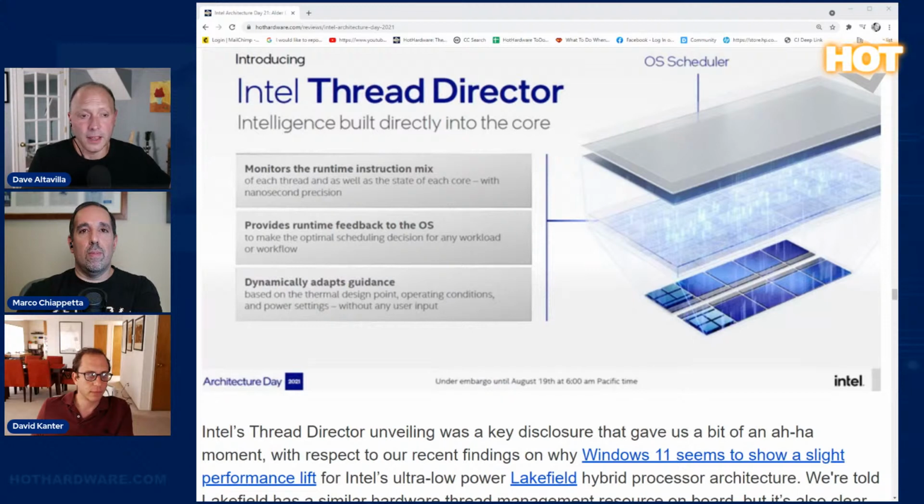By the way, I did confirm with Intel that in Lakefield, there was a hardware resource. They didn't call it Thread Director, but there was a hardware resource for thread management to work with Windows 11, which is why we did see a slight performance uplift. Ben Funk on our team actually took Lakefield and compared Windows 10 versus Windows 11, and there was a slight IPC uplift, slight performance uplift in general for Lakefield. So yeah, as you nailed it, Dave, I think Lakefield was a learning experience for them on a smaller scale. And here we are on the bigger scale with Alder Lake.